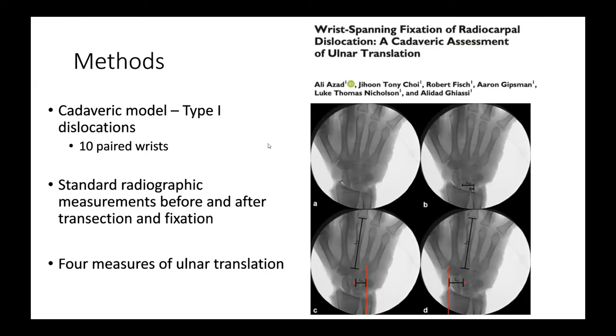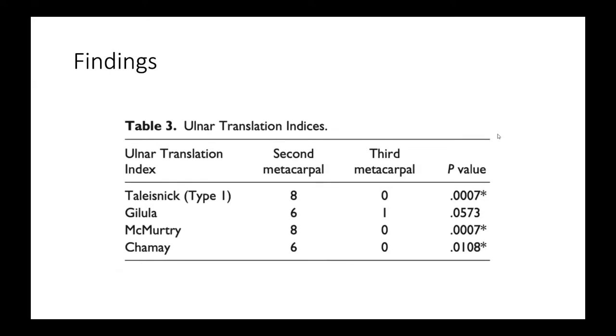Prior to this modification, they achieved some standard radiographic views and then looked at these same views both after injury and after fixation. And they used four different measures of ulnar translation to try to determine what the frequency was. Jumping to the findings, most notably, when the dorsal plate was affixed to the second metacarpal, somewhere between 60 and 80% of the wrists examined had some degree of ulnar translation, depending on which method for measuring this was used.